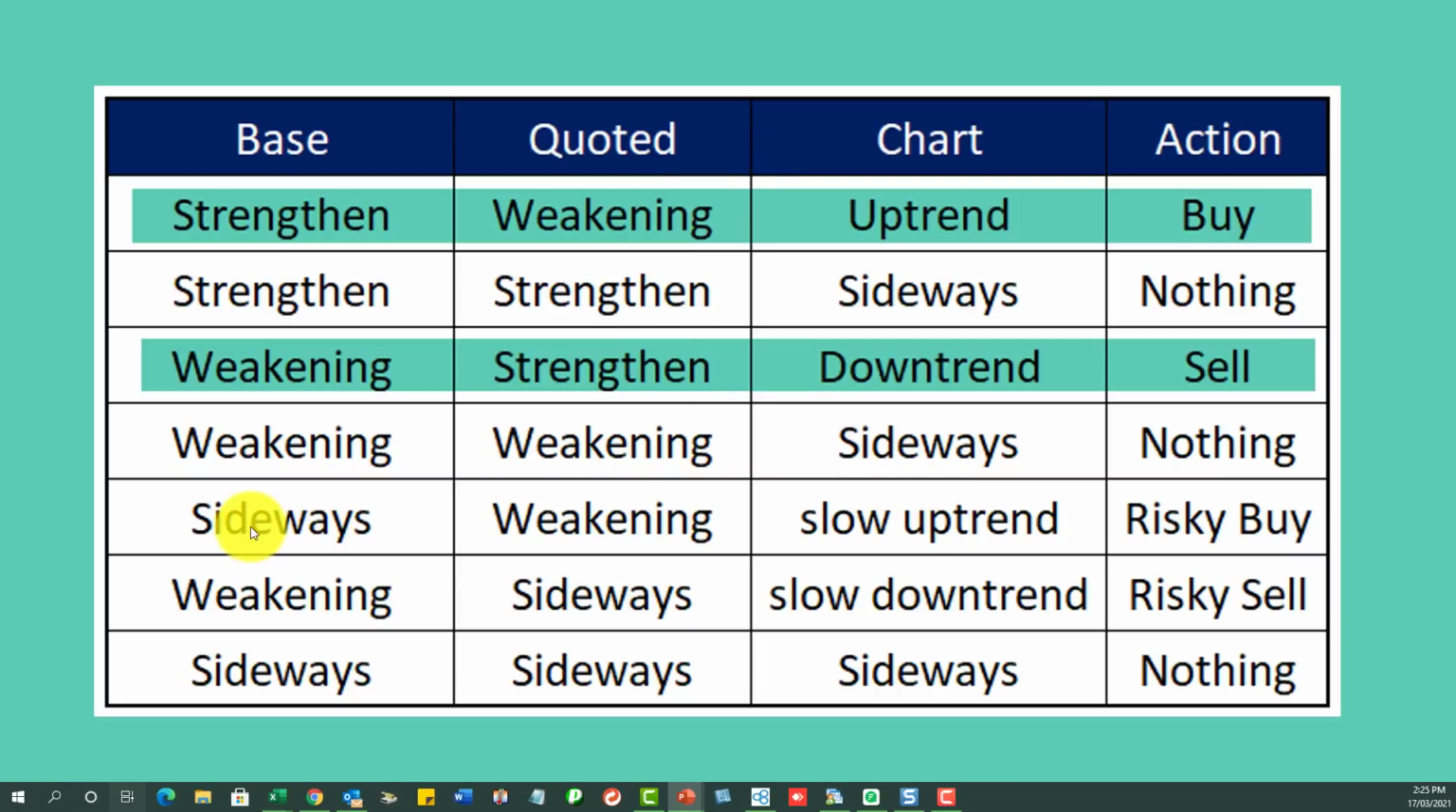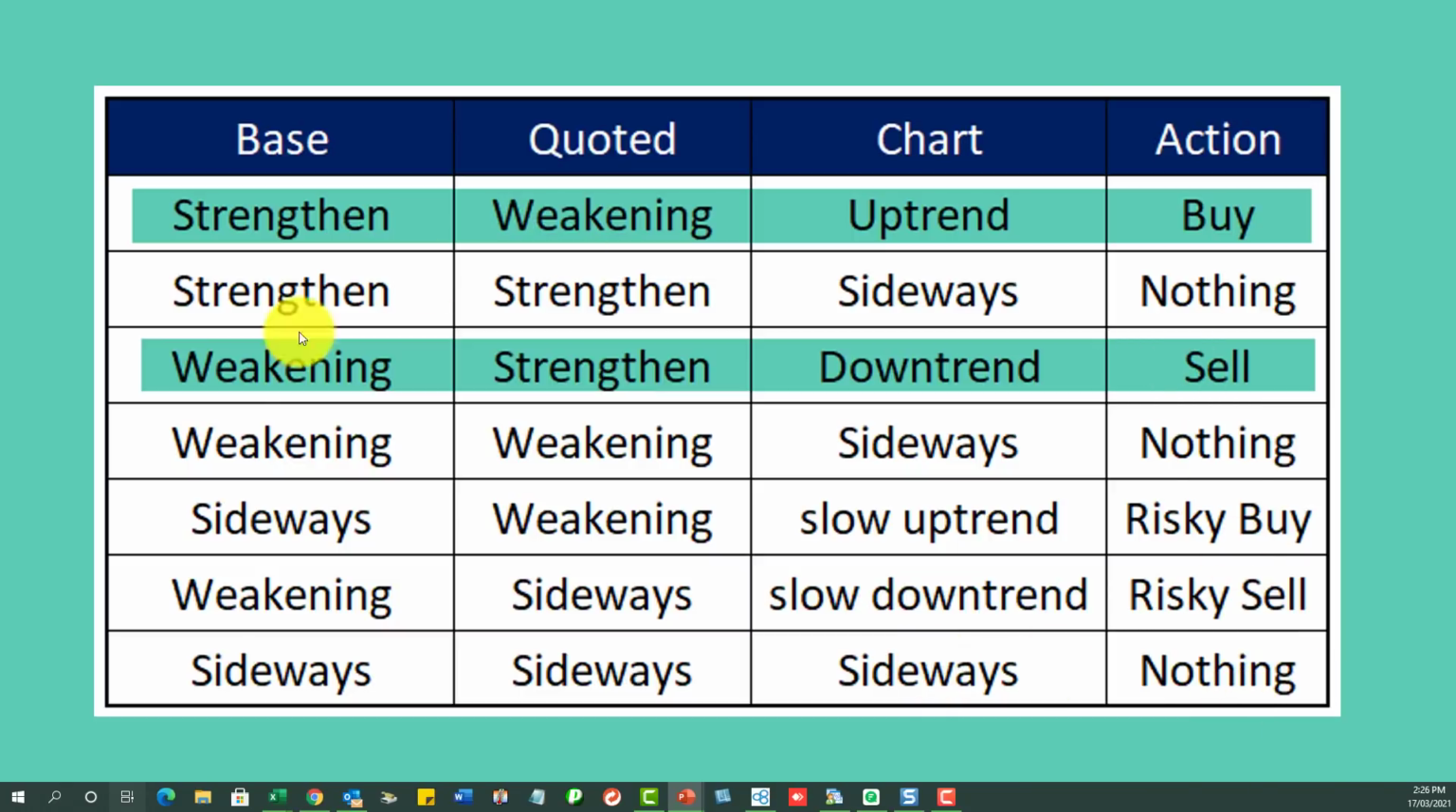Okay, so let's go on. If the base currency is trading sideways, doing nothing much, and the USD is weakening, then there's a very slow uptrend, but not a strong one, and maybe it's a risky buy. And the other way around, if the Euro is weakening and the quoted currency is going sideways, then you have a slow downtrend, and it is a risky sell, because you've only got one of the currencies pushing the price down, not both of them.